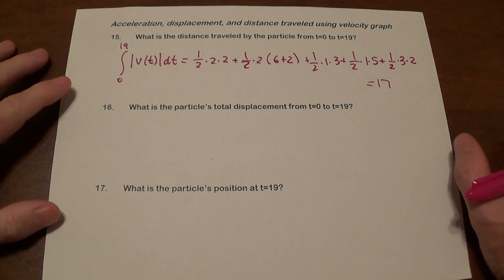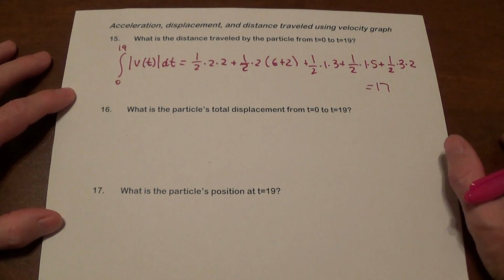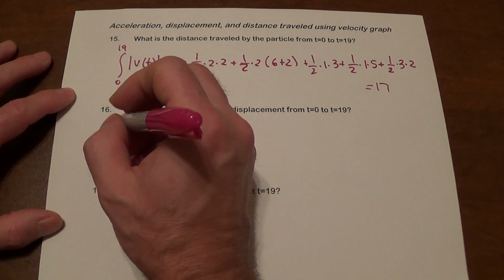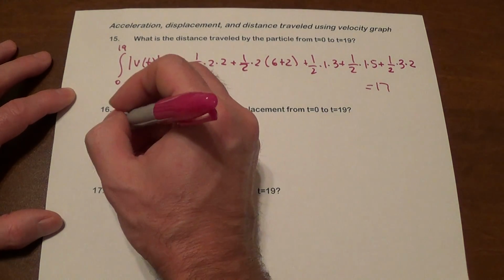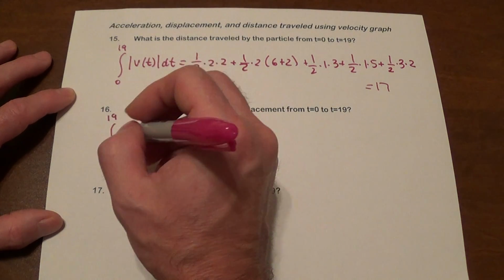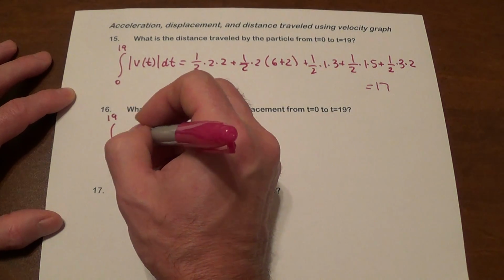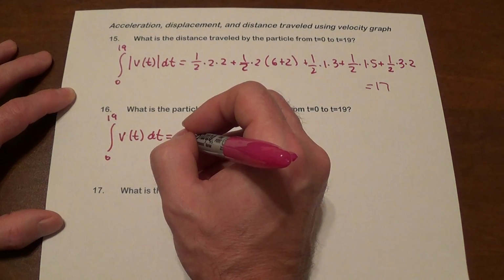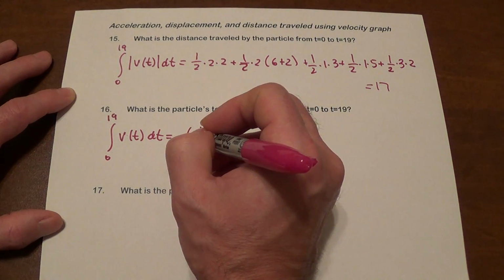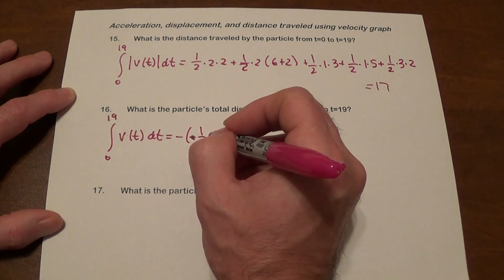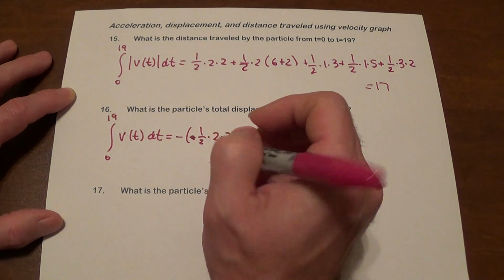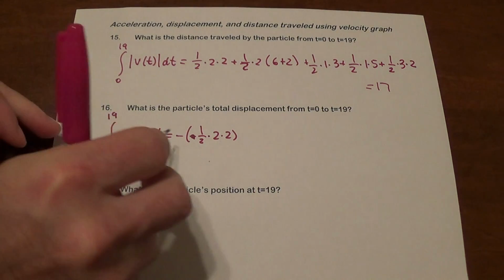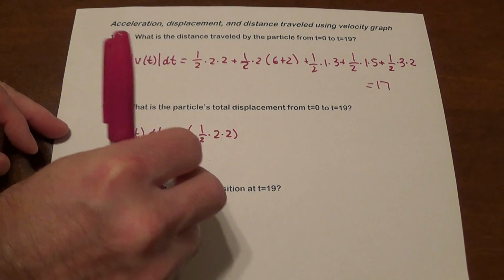What is the total displacement? So when we calculate displacement, we're going to have to remember that some of them are going to be positive values, some are negative. That's going to be from 0 to 19 of the velocity v of t dt. So the first triangle is going to have a negative value, negative 1/2 times 2 times 2. Ignore this thing before it confuses you. Let me hide it. Okay.